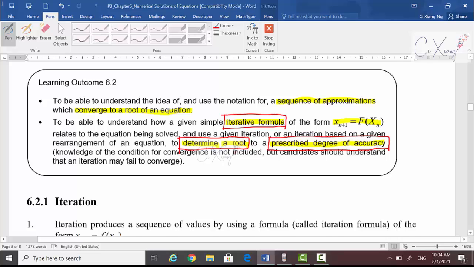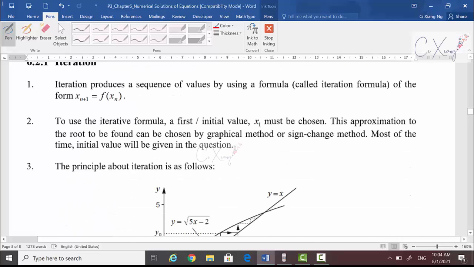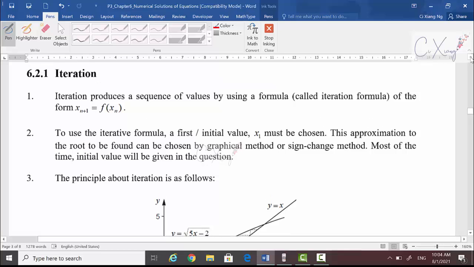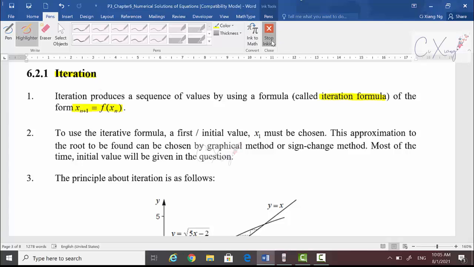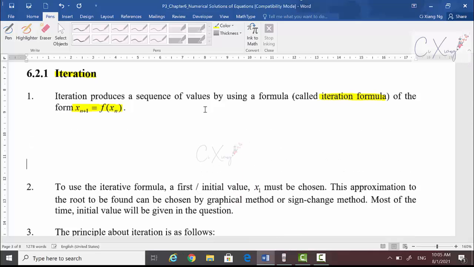Let's continue with the content part. The topic we are going to cover now, 6.2.1, is iteration. First of all, we need to know the meaning of an iteration formula. Generally, the idea is very simple. You need to rearrange your equation so that it becomes x equals another function f(x), but everything comes from your original equation.